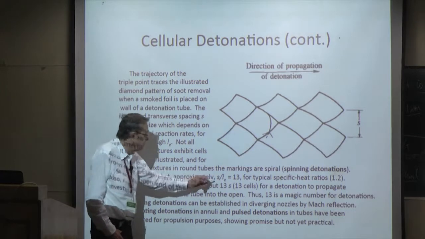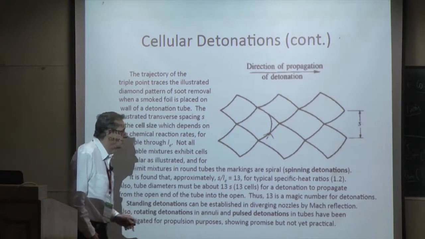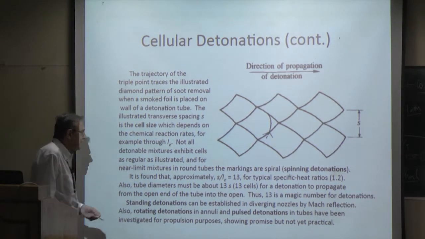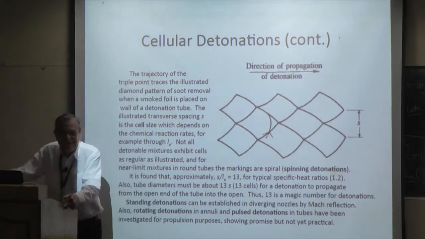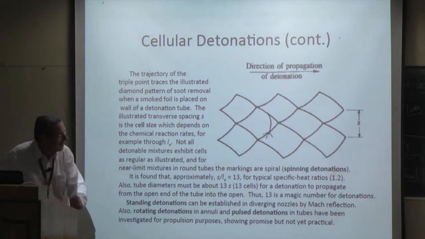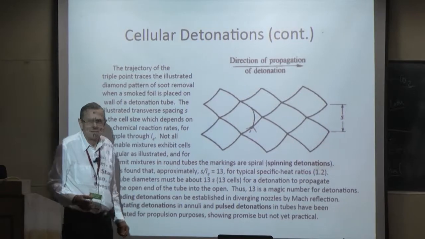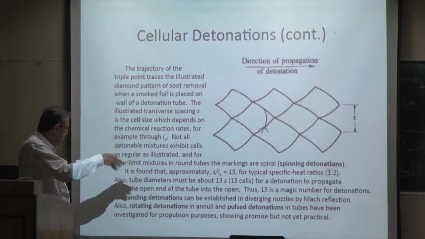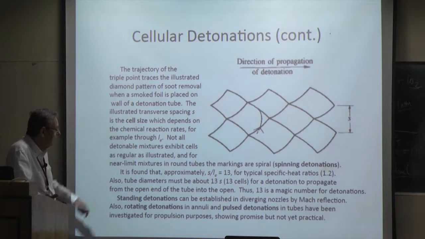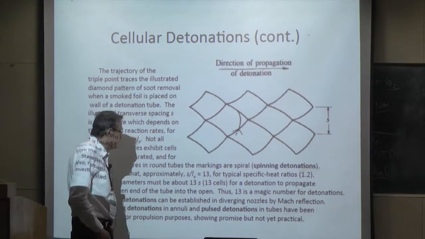The spacing is roughly 13 times the induction zone length, experimentally and computationally as well. This number 13 comes up in detonations. It seems to be a magic number in detonations. Cell sizes of cellular detonations are 13 times as large as the induction zone length, and the number can be calculated in terms of gamma, typical values of gamma, by looking at 13 times as large as the induction time.